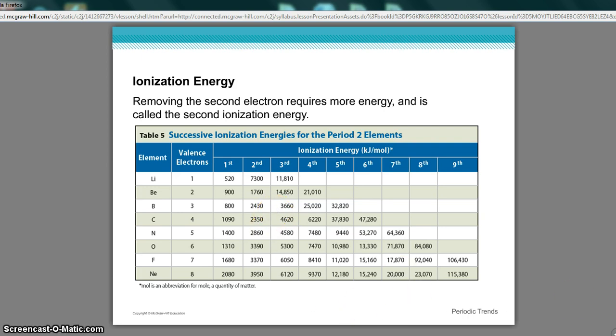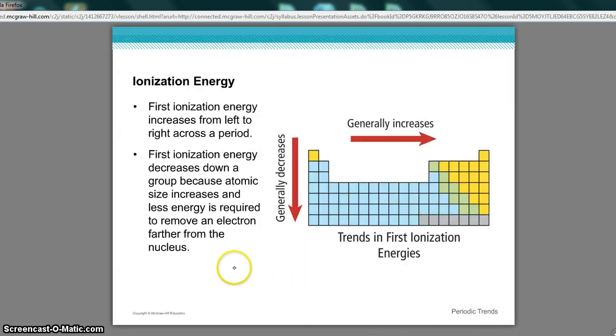Okay, so let's take a look at our trend for ionization energy. The first ionization energy increases from left to right across a period. Now, why does that happen? Well, as we move from left to right across a period, the radius is getting smaller, meaning the electrons are closer to the nucleus. And the closer the electrons are to the nucleus, the more energy it takes to remove them, because we're having to pull them away from that attraction. And then the first ionization energy decreases down a group because atomic size is increasing, meaning the electrons are farther from the nucleus and less energy is required to remove an electron from that nucleus.